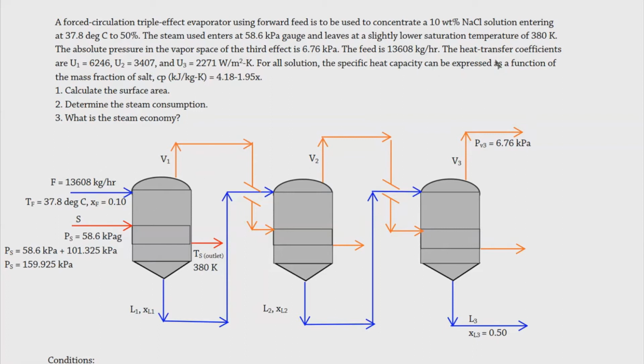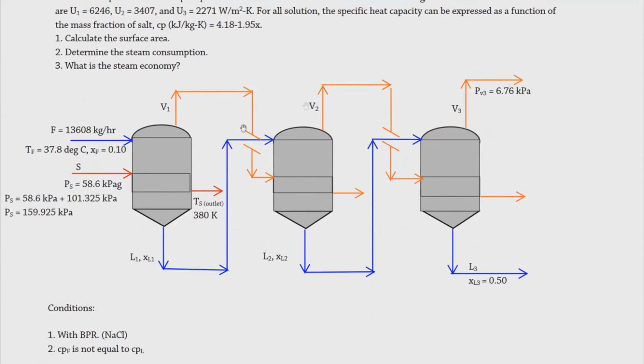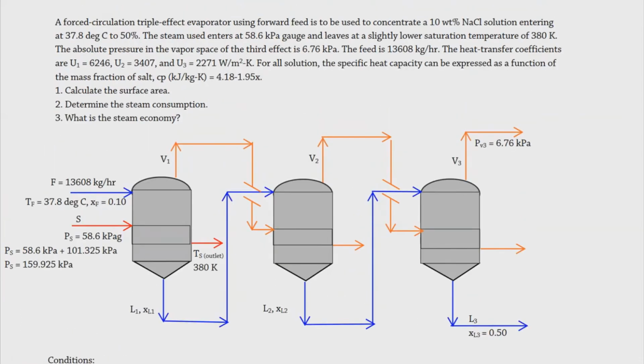So, ito na yung feed. And then, the heat transfer coefficient. So, ito na yon yung mga heat transfer coefficient. So, siguro ilagay na lang natin dito sa baba yung mga values ng ating heat transfer coefficients. So, we have U sub 1, that's equal to 6246. And by the way, the unit dito is in watts per meter squared Kelvin. Okay.